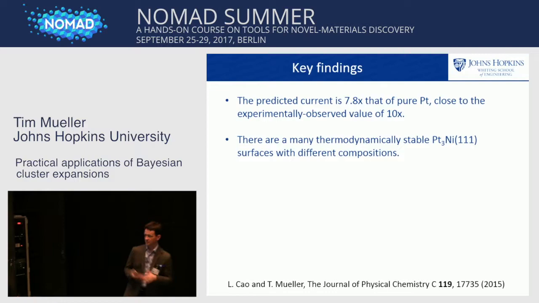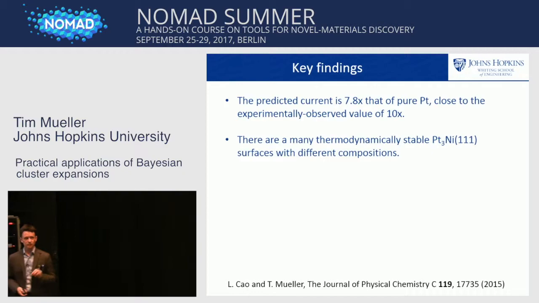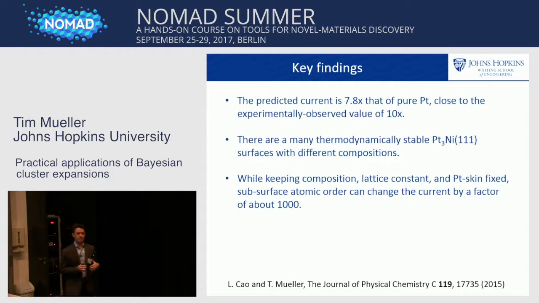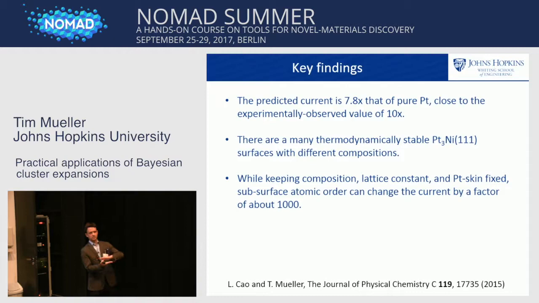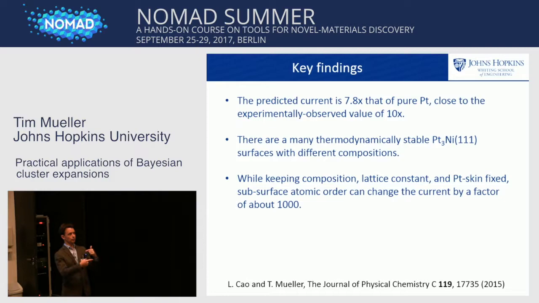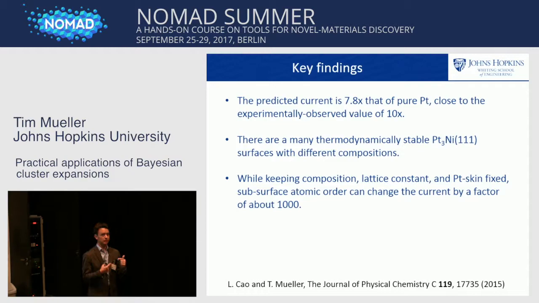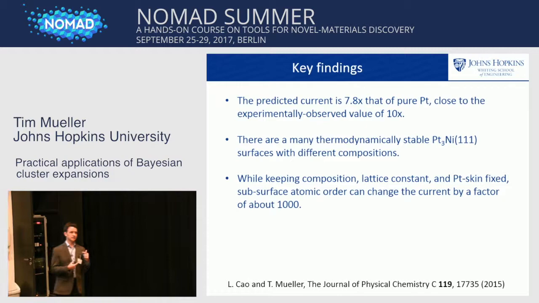And finally, the last thing, which really amazed me the most, is we found that if you hold the lattice parameter of this material constant, you hold its composition constant, you hold its outermost layer of atoms constant, we're just going to make that pure platinum, and the only thing we do is change the order of the second through fourth layers beneath the surface, we can change the catalytic activity of this material by three orders of magnitude. The subsurface disorder is actually very important in determining the activity of these materials.